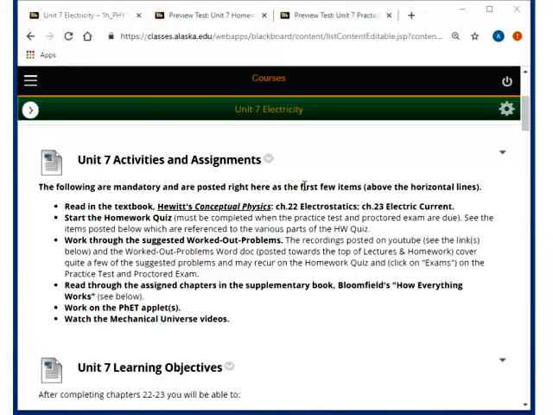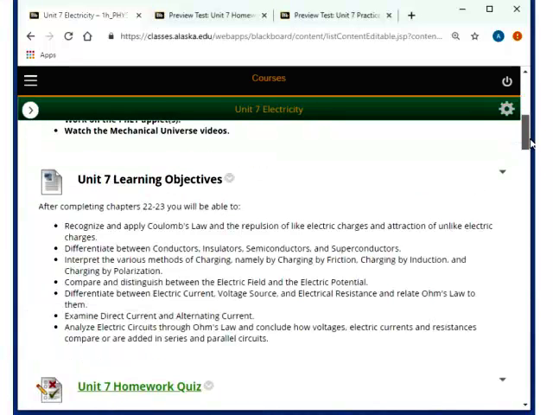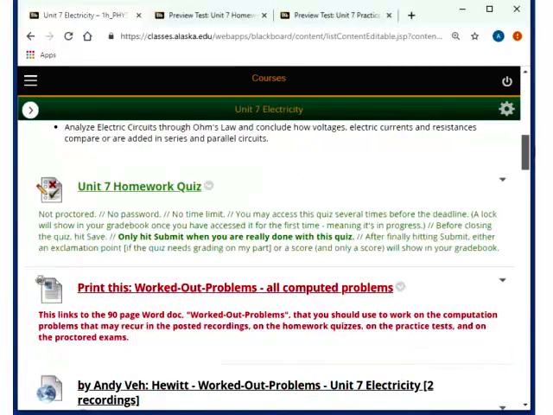This is the recording for the homework for Unit 7 on electricity and electric circuits. So here is what you're supposed to do. These are the learning objectives. Then here, of course, is to access the homework quiz. Make sure that you have the work problem 90-page Word doc available.